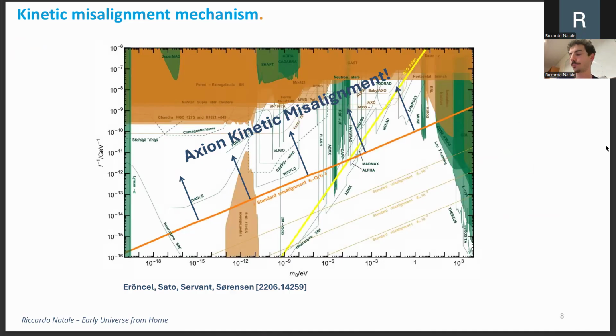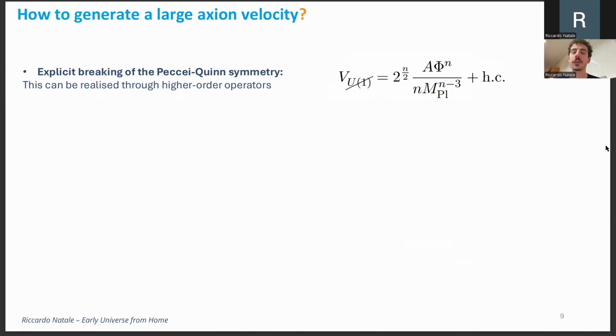And indeed, thanks to this enhancement, axion kinetic misalignment can now populate the upper part of the parameter space of ALPs. But the first question we have to ask ourselves is, how can we generate this large axion velocity? And to do so, we need two ingredients. The first one is an explicit breaking of the Peccei-Quinn symmetry. So we can introduce higher order operators, which are suppressed by the Planck mass, for example, and we choose a large exponent, large n, in order also to avoid the axion quality problem.